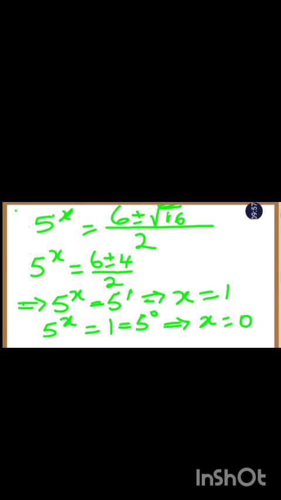So we have 6 plus 4 divided by 2, which is 5. And we know 5 raised to the power x is equal to 5. 5 means 5 raised to the power 1, so the power gives us x. Likewise this one. So you can equally use the quadratic formula to do all of that. So that's what it takes to solve index equations or exponential equations of that nature.